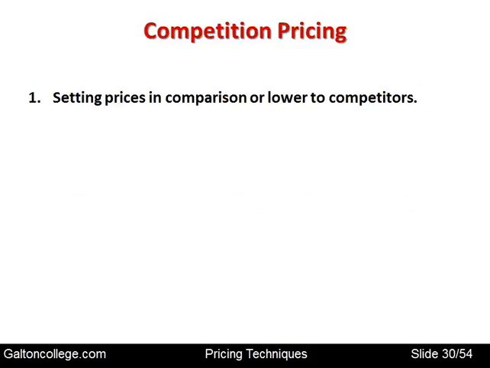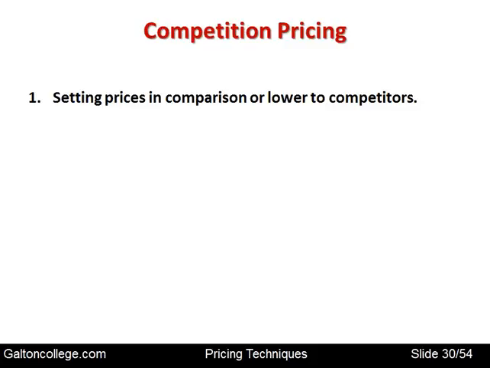Competition pricing. Setting prices in comparison to competitors, matching them or lower. It's trying to work out what the competitors charge for this product, and then at least matching it. If the competitors are charging £5 for the product, then charge £5, or even £4.99 using psychological pricing, or £4 if possible. Undercut the competitors.